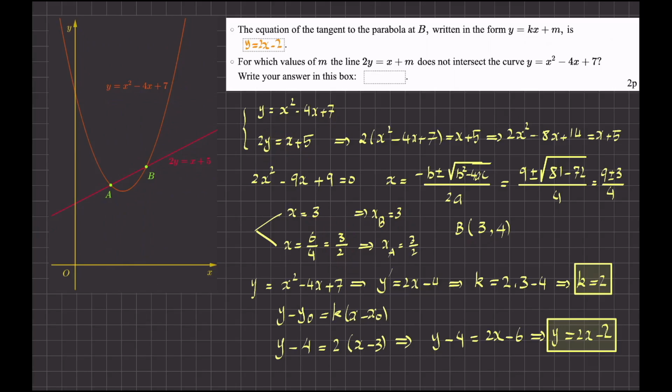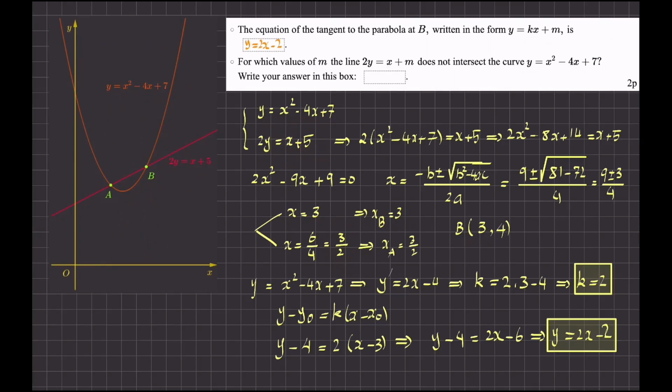Okay, now the second part of the problem is: for which values of m does this line not intersect this curve? So what does it mean? It means that if this is not 5, this is m, we want to have the situation in which the system does not have any solutions. So what I will do, I will set up a new system. The first equation is as before. The second equation is this one with m. And then I want to demand that the system does not have any solutions.